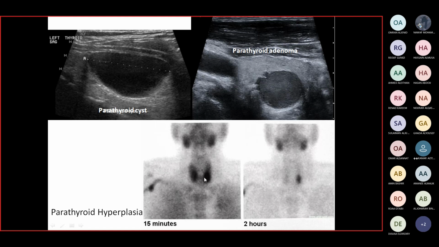This is nuclear medicine or scintigraphy demonstrating the parathyroid hyperplasia. Here we know that this is the region of the thyroid and parathyroid. We said the parathyroid is usually assessed by nuclear medicine or radioisotope.